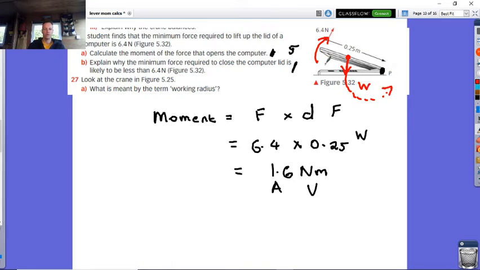So when you're putting the force here, explain why the minimum force required to close a computer is likely to be less than 6.4. When you're actually closing the computer, you're going to push down here. So now you're not lifting up, you're pushing it down to close the lid. Won't the weight as well act in the clockwise direction to make it close? So these make you think a little bit, which is why it's harder to open the lid. When you close the lid, it's easier because as you push down, the weight is acting in the clockwise direction as well and helps you close it.